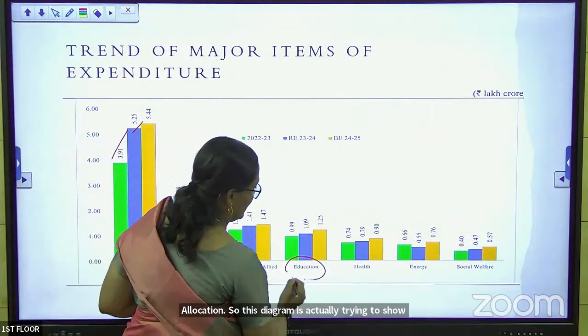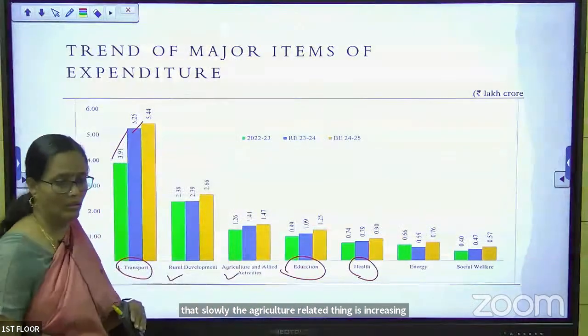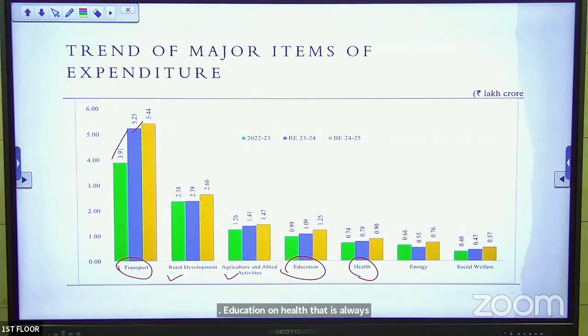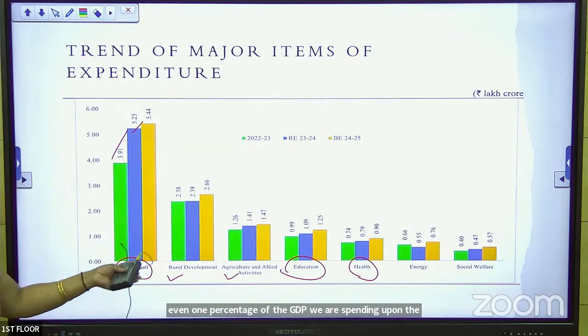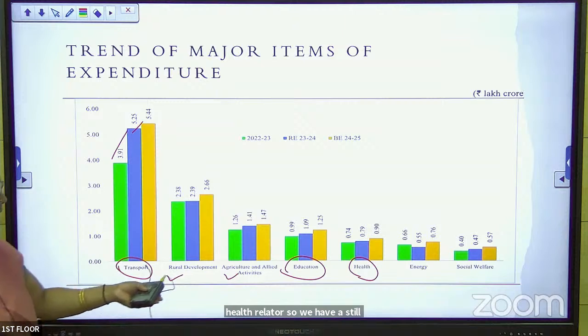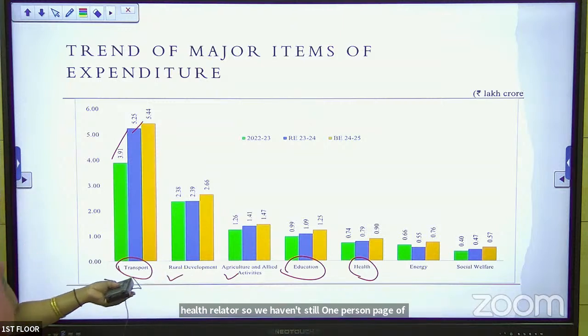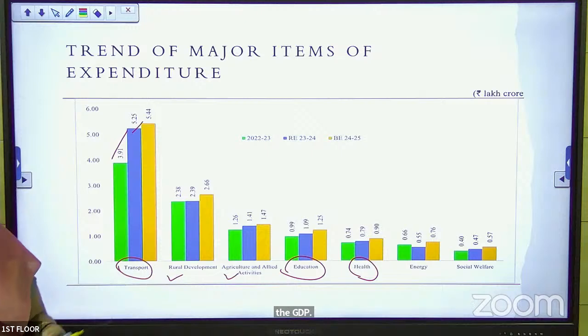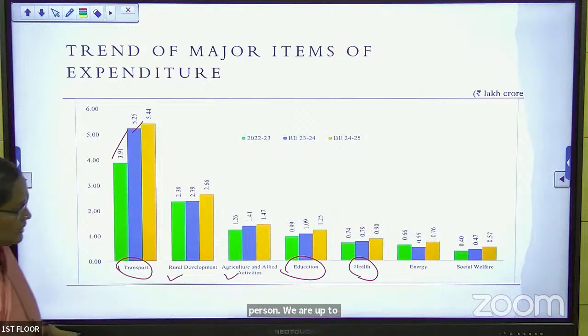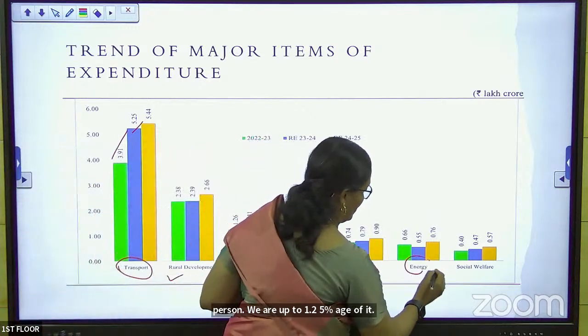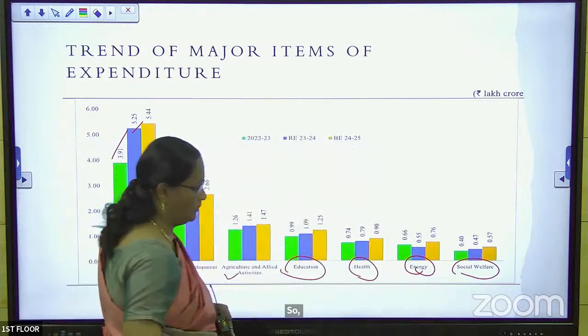Education and health, there is always a query or a comment which is passed on the health that not even 1% of the GDP we are spending upon the health related. So we haven't still touched 1% of the GDP. But education, of course, we have slowly crossed 1%. We are up to 1.25% of it. So social welfare, energy, they are all still much down the lane.